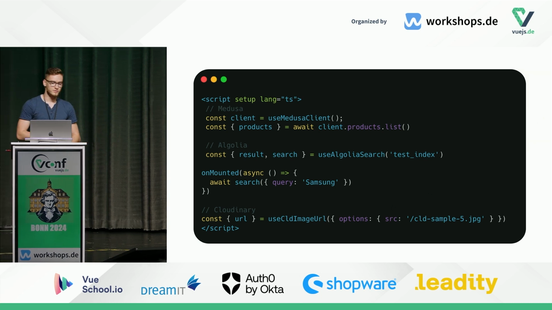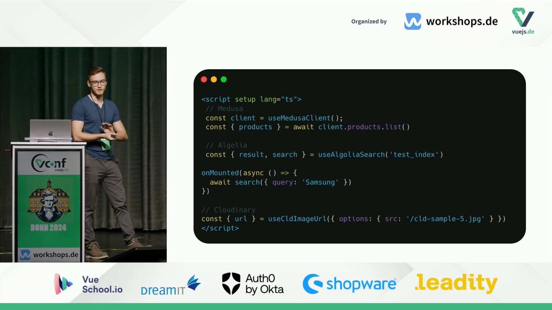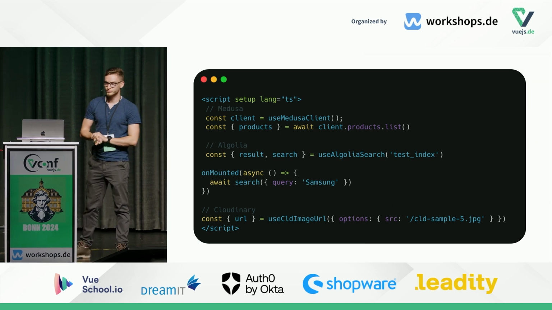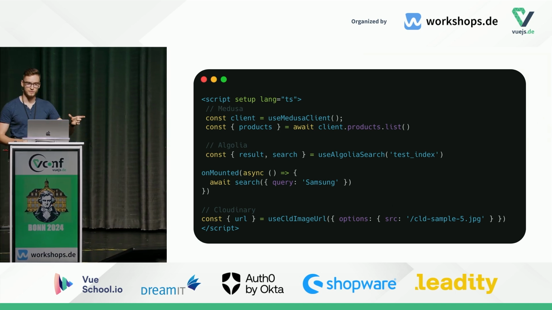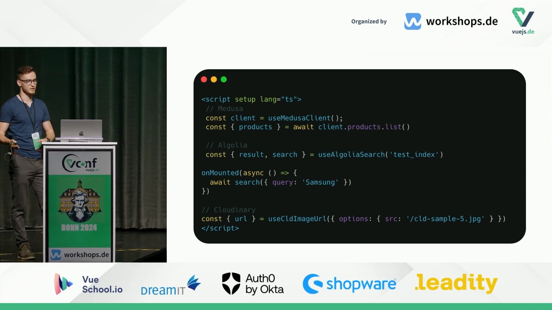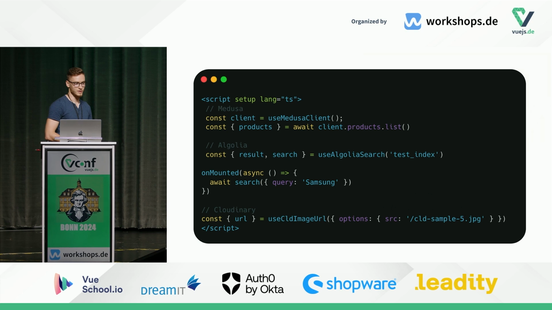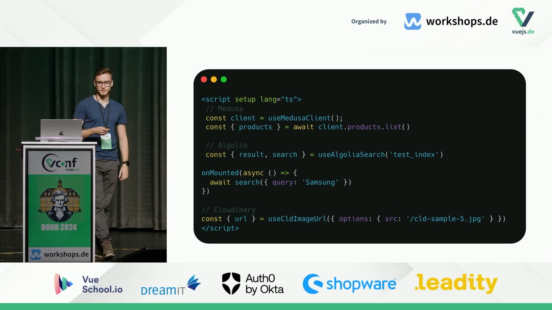Similarly with Algolia, we use the useAlgoliaSearch composable. As a parameter, we can pass the index that we want to search through. And we have access to both the result, which is a reactive value of the search result, and the search method that we can trigger anytime, whether it's on a lifecycle hook or on pressing a button or pressing enter in the input. And we are passing the query, in this case, Samsung.